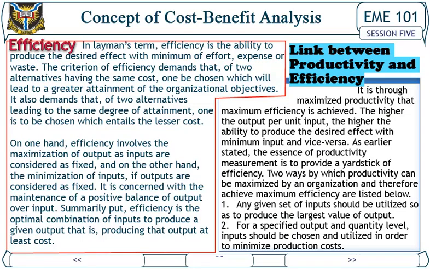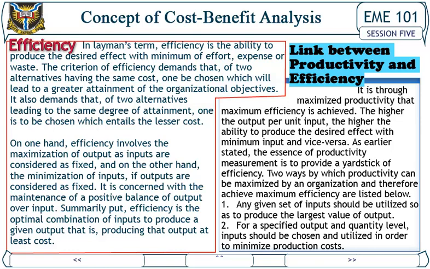Efficiency. In layman's terms, efficiency is the ability to produce the desired effect with a minimum of effort, expense, or waste. The criterion of efficiency demands that of two alternatives having the same cost, one must be chosen which would lead to a greater attainment of the organizational objectives.